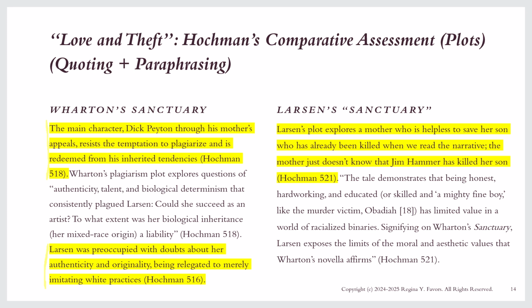I kind of think that comparing these two plots between Wharton's Sanctuary and Larsen's Sanctuary is a bit imbalanced. But I think I see the strategy where Hockman is looking at Wharton's Dick and his moral dilemma and his decision to plagiarize or not to plagiarize. And when he doesn't plagiarize, it benefits him. And there's this focus on authenticity and talent, biological determinism.